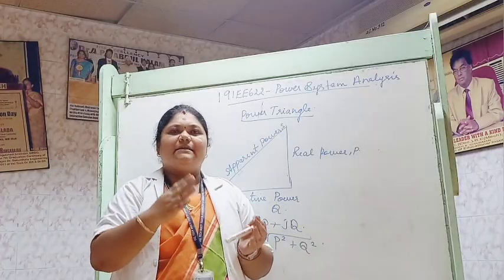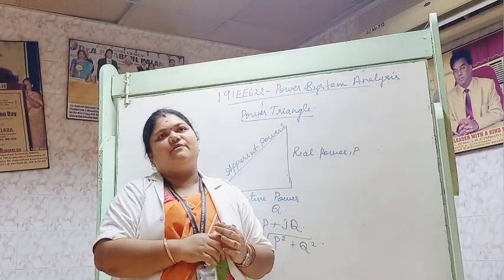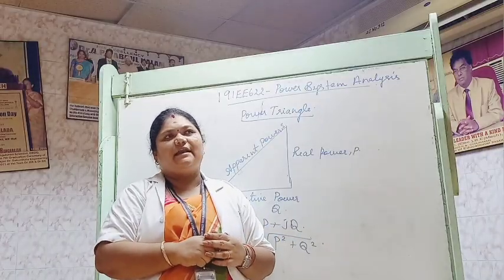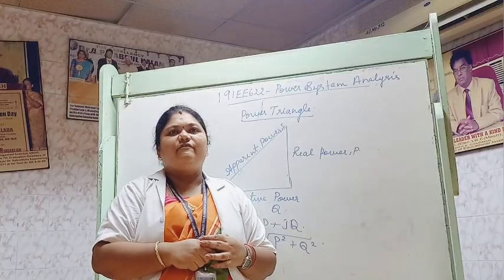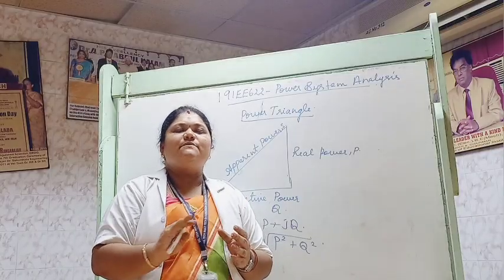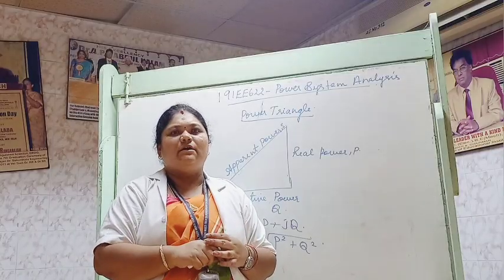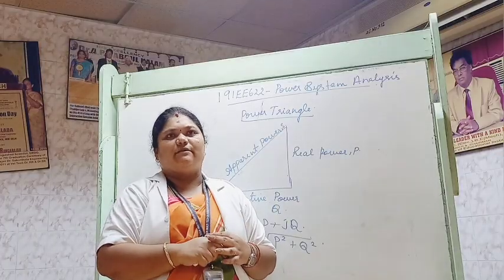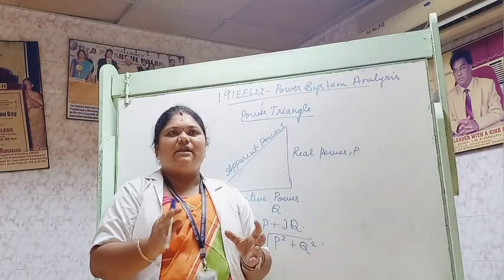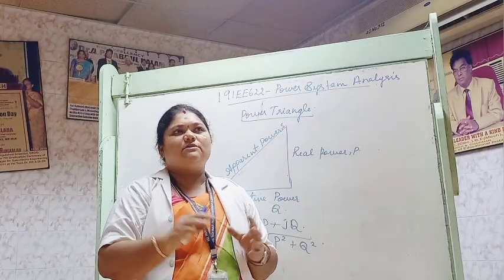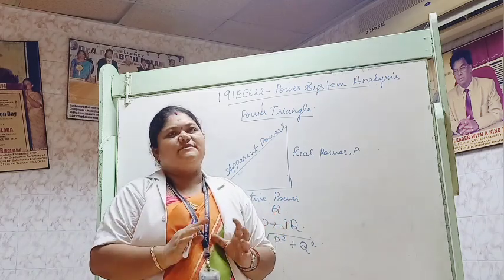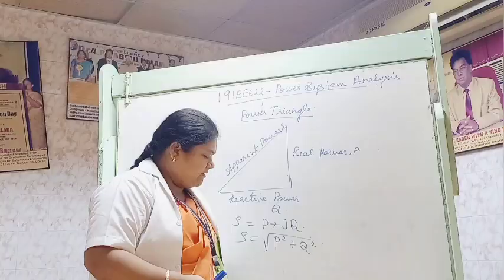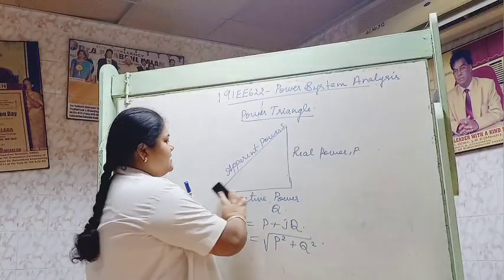The first half of your first unit is per unit analysis, and the second half of your first unit is where we are going to develop the Z-bus model and then the Y-bus model. So these are the contents of your first unit. So we start from your per unit analysis.